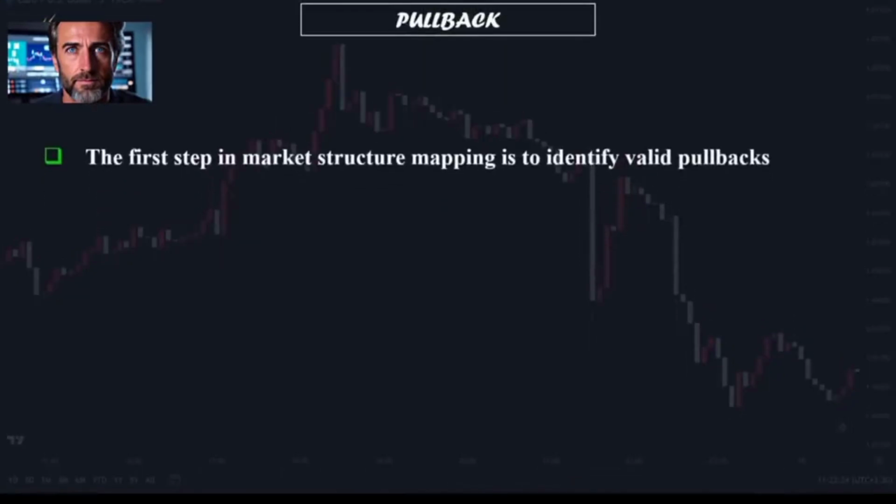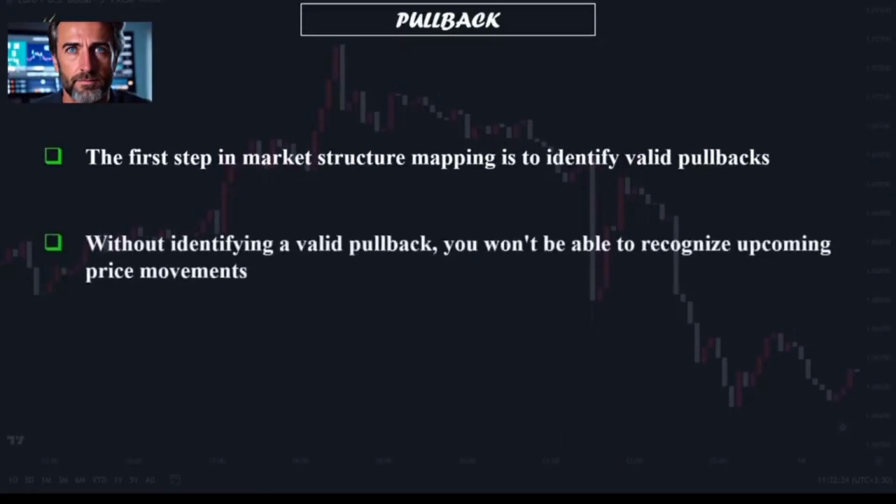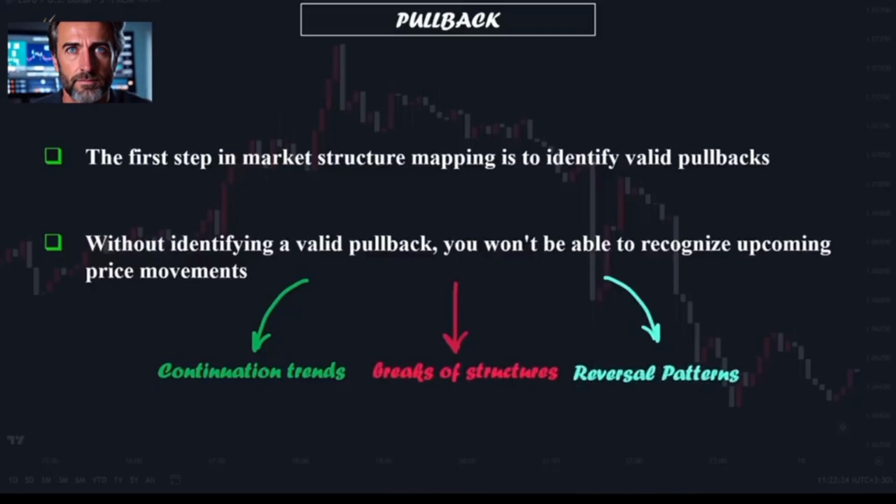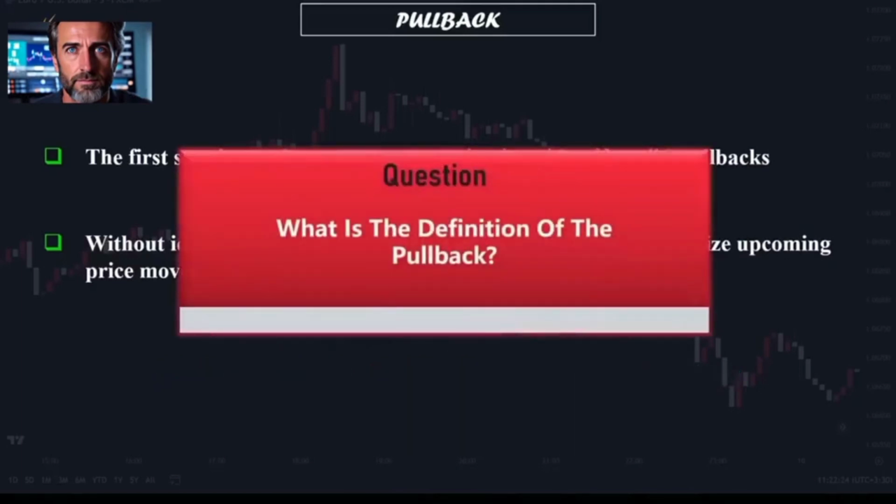The first step in market structure mapping is to identify valid pullbacks. Without identifying a valid pullback, you won't be able to recognize upcoming price movements, such as continuation trends, valid breaks of structures, and reversal patterns. So what is the definition of the pullback?